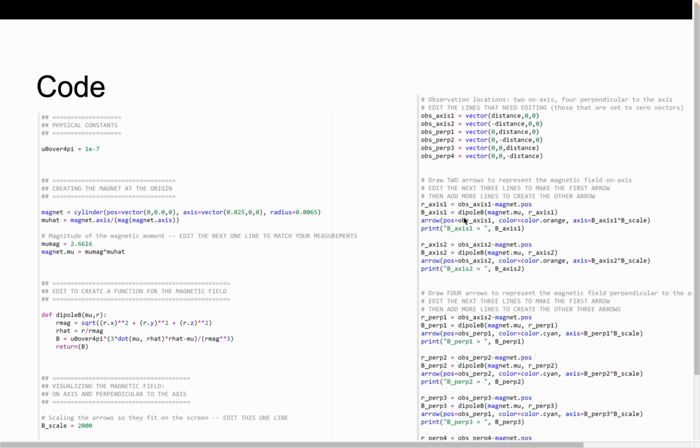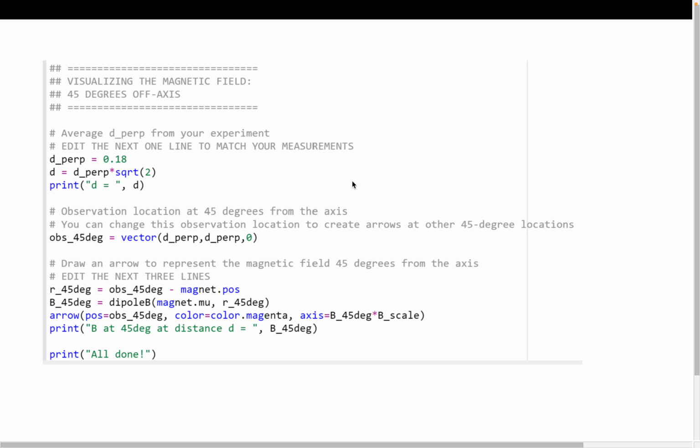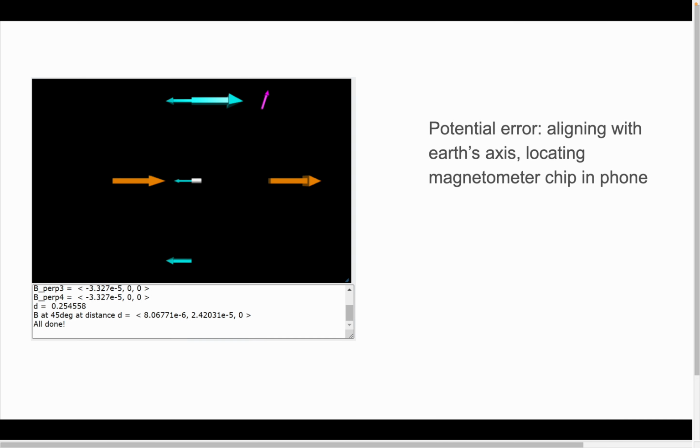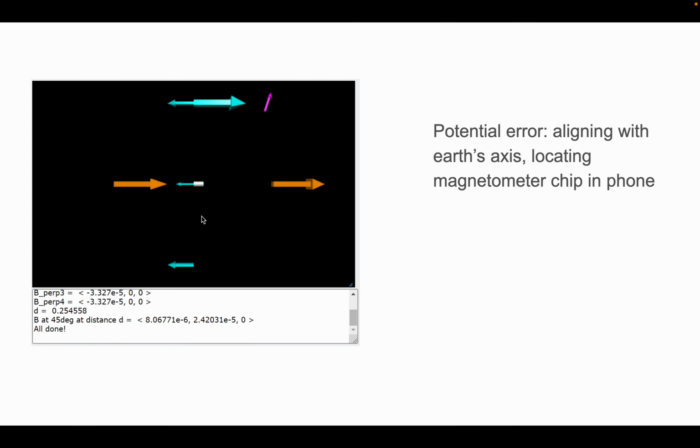And using the function for the magnetic field of a dipole, created arrows showing the magnitude and the direction of the magnetic field at each of these points on and off the axis. And so this is just drawing the arrows at one for 45 degrees as well. And so this is what it ended up looking like, which is at least visually consistent with what we would predict from the Biot-Savart law.